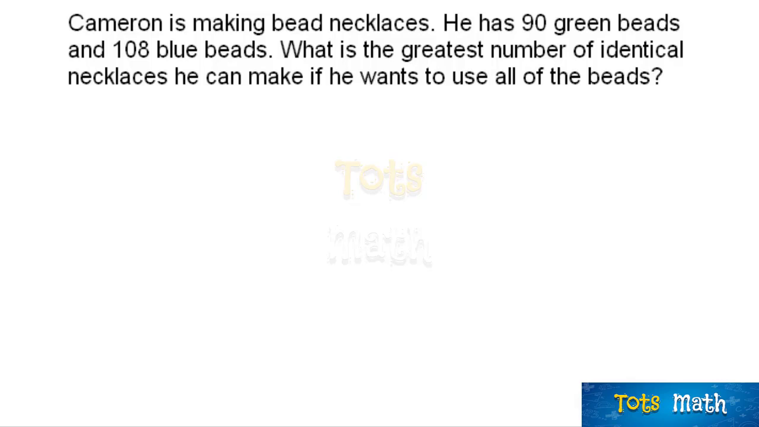Well, how do I know that? I know that because the question is asking for the greatest number of identical necklaces. That means that each necklace that Cameron makes will have to have the same exact number of green beads and the same exact number of blue beads. We also know that Cameron has to use all of the beads. That means there won't be any beads left over. So the number of green beads that Cameron uses has to be a factor of 90. And the number of blue beads that Cameron uses in each necklace will have to be a factor of 108.